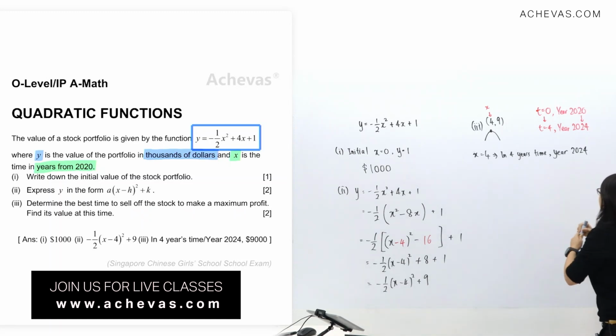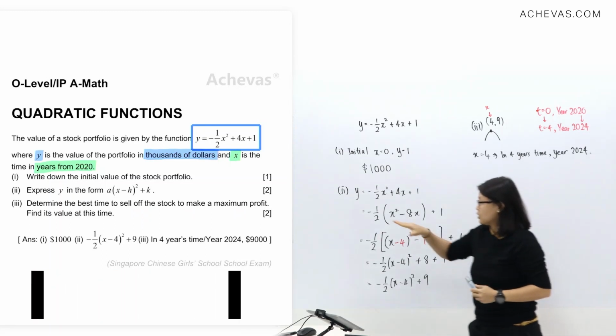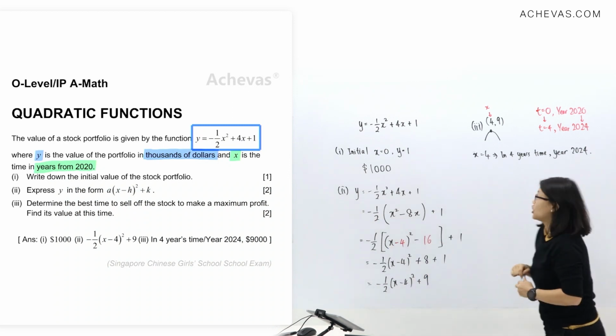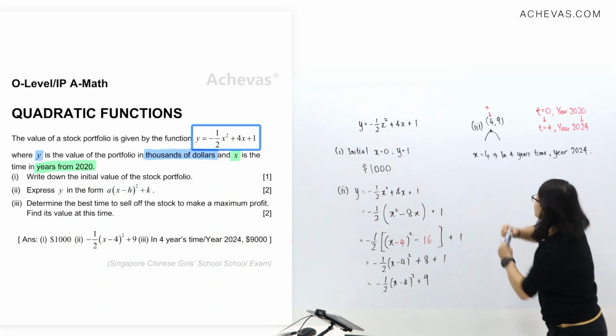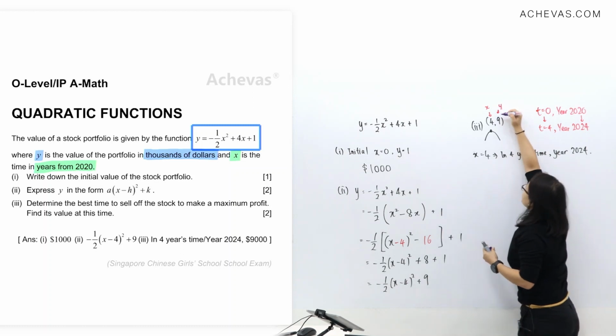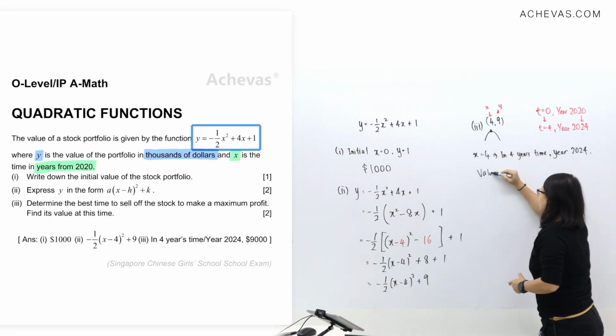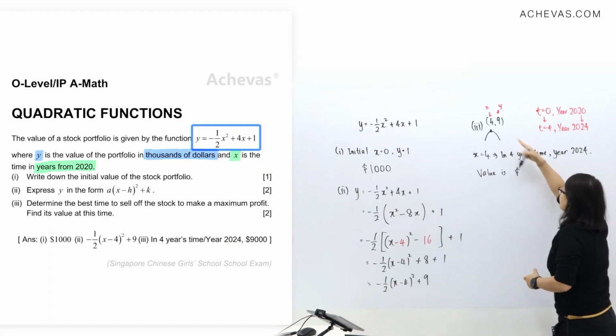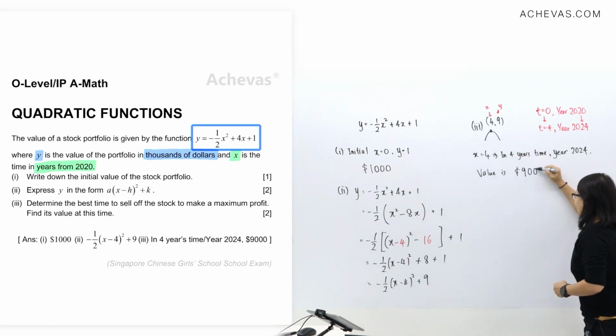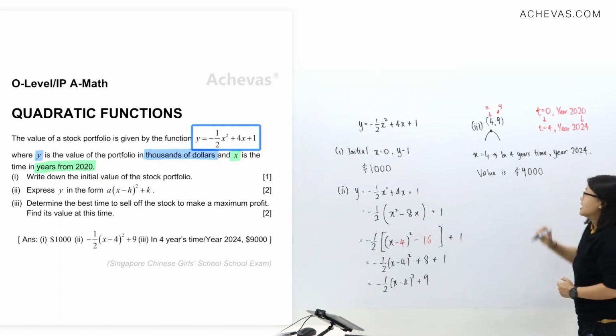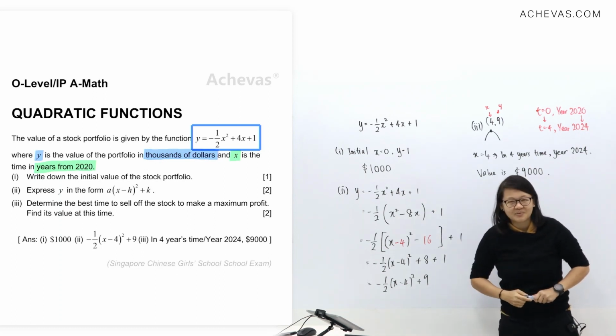So now that I have when, I need to answer also the value of the stock. So the value of the stock is going to be this one here. And remember, we also need to add in the dollar sign. So the value is the dollar sign, the 9, and also in thousands of dollars. So that's all for this question here from SCGS.